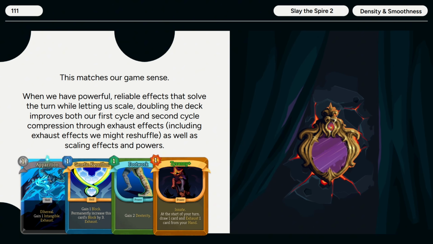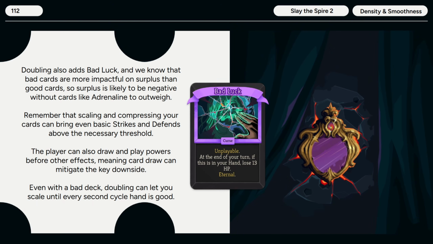When we have powerful, reliable effects that solve the turn while letting us scale, doubling the deck improves both our first cycle and our second cycle compression through exhaust effects, as well as exhausting effects that we might even reshuffle, as well as scaling effects and powers that we can continue to play out. We get more apparitions, we get more genetic algorithms, we get more footworks, we get more innate cards like Tyranny. Doubling also adds bad luck, and we know that bad cards are more impactful on surplus than good cards. So surplus is likely to be negative without cards like Adrenaline to outweigh it. So if you're doubling effects like Adrenaline in your deck, that's probably going to outweigh the bad luck.